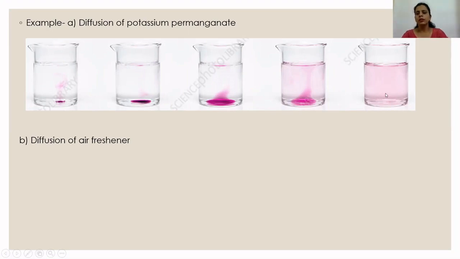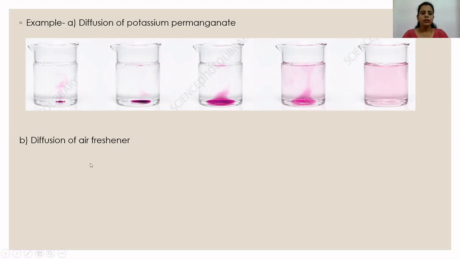If you look at the last image, you can make out that the potassium permanganate crystals are completely evenly spread throughout the water. Now if you see the area where potassium permanganate crystals were present, here we had the highest concentration of potassium permanganate, and in the rest of the water it was present in lower concentration. Hence the particles of potassium permanganate have moved from higher concentration to lower concentration. Hence the crystals of potassium permanganate have been equally distributed into the water.